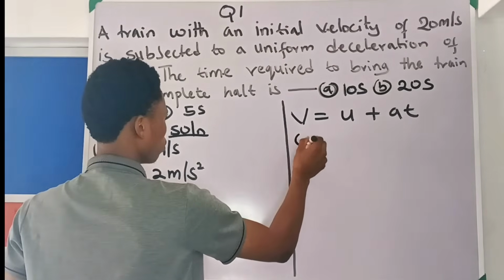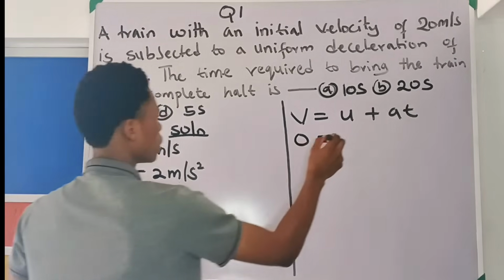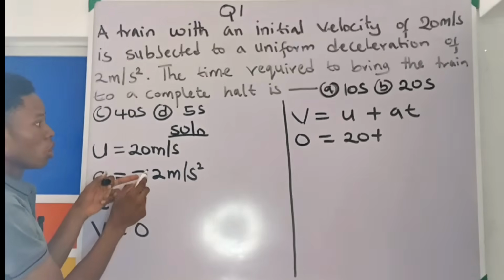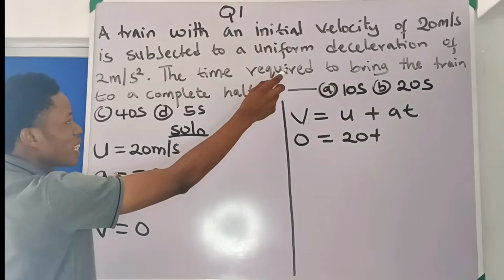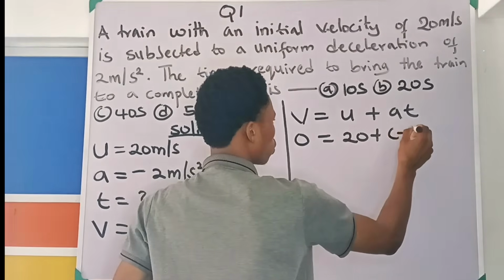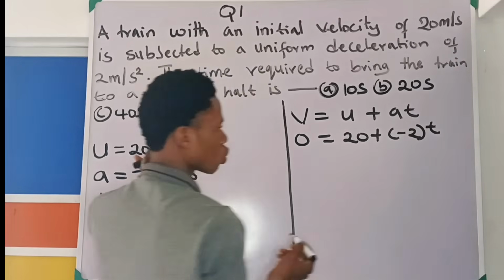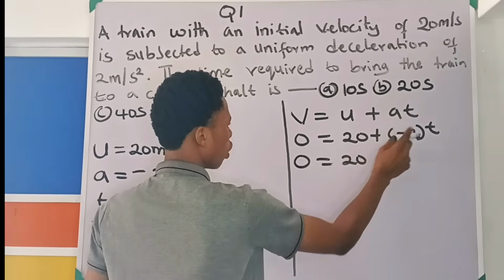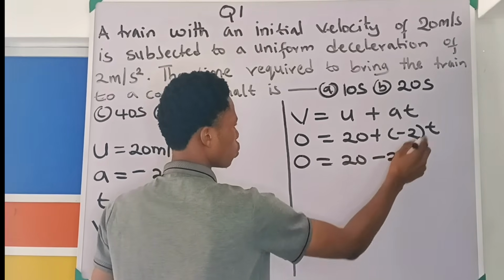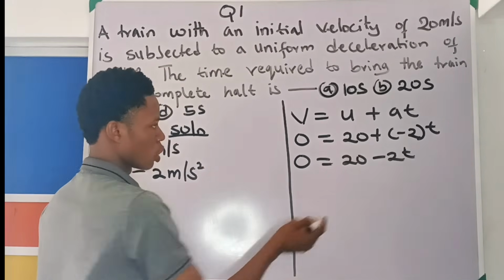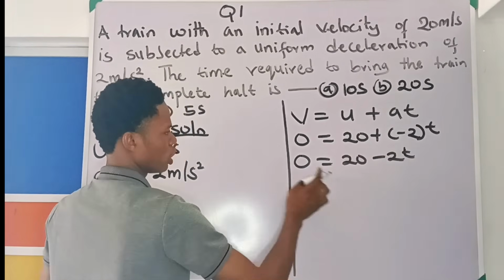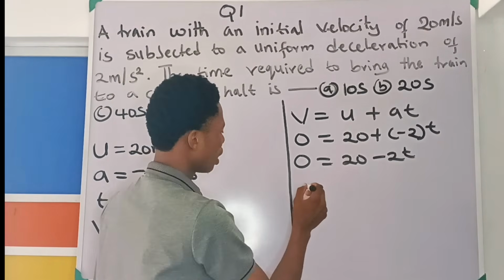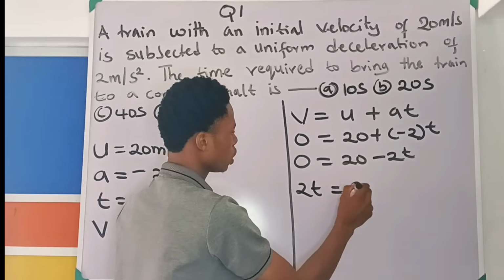So we have v as 0, u as 20, plus a, we have a as minus. Please don't make that mistake of writing just 2. We have minus 2 because they say deceleration. So here we have minus 2 times t. So t is what we are looking for. If I continue to solve, I'll have 0 equal to 20, if I open the bracket, plus minus, I'll have minus 2t. Right? So if I collect like terms and cross over this one to this side, if minus is crossing the equality sign, it becomes what? Plus, right? So you'll have 2t equal to 20.